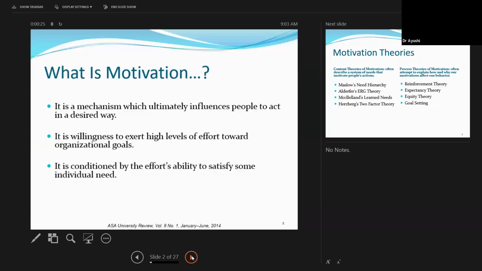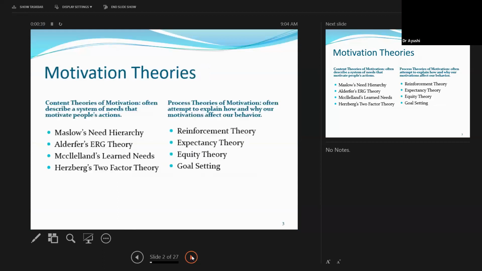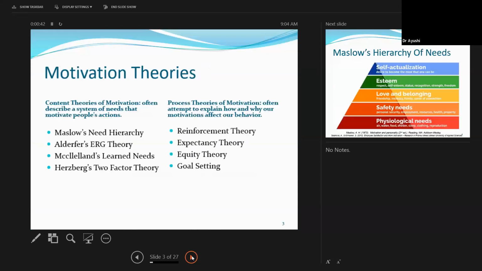What is motivation? It is a mechanism which ultimately influences people to act in a desired way, and it is a willingness to exert high levels of effort towards organizational goals, conditioned by the effort's ability to satisfy some individual needs. Now, there are some motivational theories.